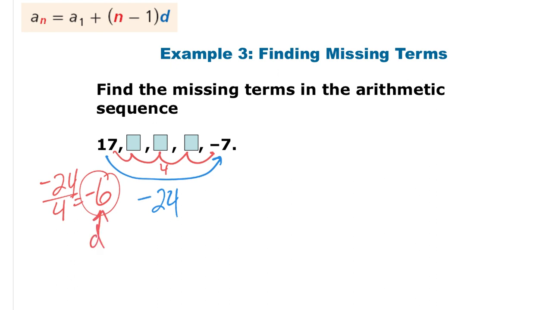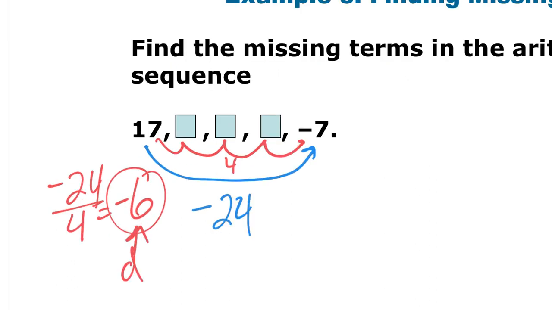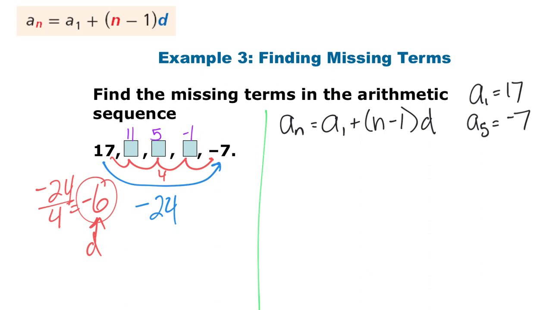That's the d. So if I know my common difference is -6, I would be able to fill in my missing terms, just going down 6 each time, and then making sure that, yes, it lines up and matches, that it makes the sequence work.